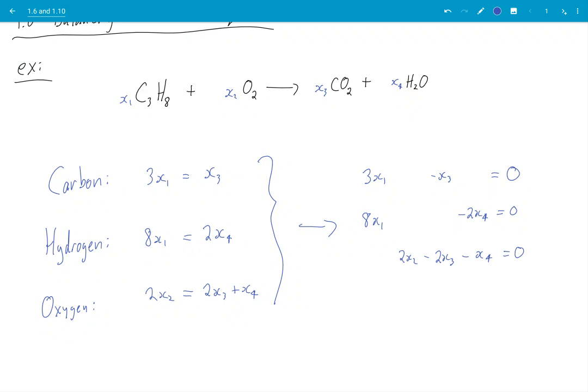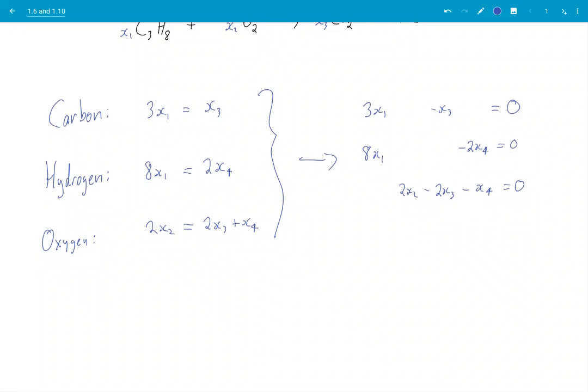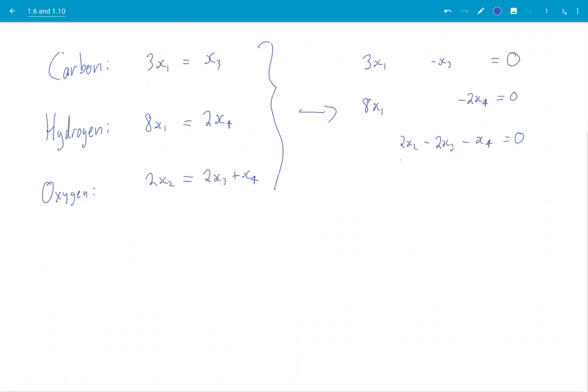So we have a homogeneous system. We're expecting infinite solutions. I'll explain why in just a moment. Well, put into a matrix, you get 3, 0, minus 1, 0, 0; 8, 0, 0, minus 2, 0; 0, 2, minus 2, minus 1, 0.